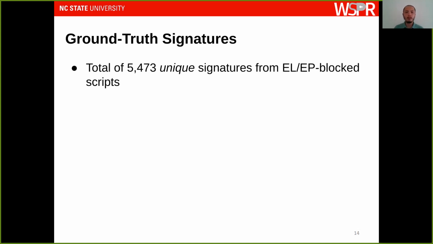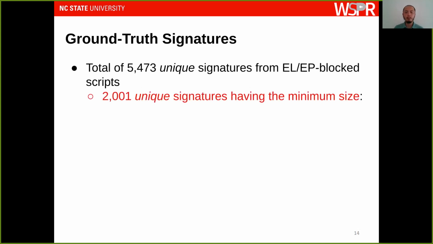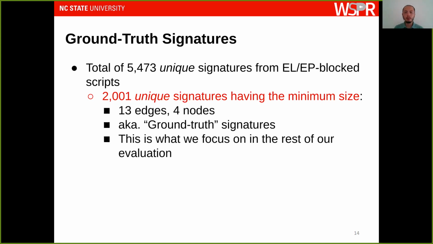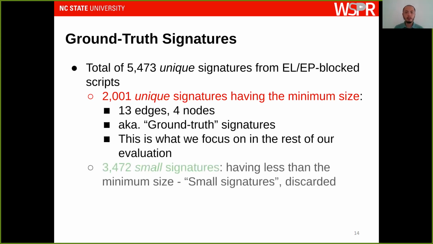So in total, there are about 5,500 such unique signatures. And from these 5,500, about 2,000 of them have the required minimum size, which, as you recall, is 13 edges and 4 nodes. So we will refer to these 2000 as our ground truth signatures. And these are what we'll be using to detect filter list evasion. The rest of the 3500 do not have the required minimum size, so we refer to these as the small signature set, and we discard them, meaning we do not use them to detect filter list evasion.